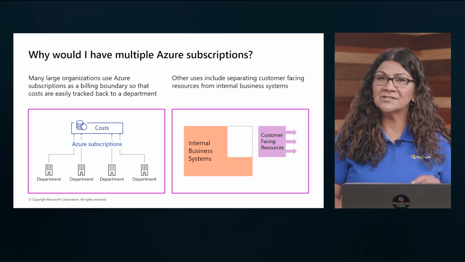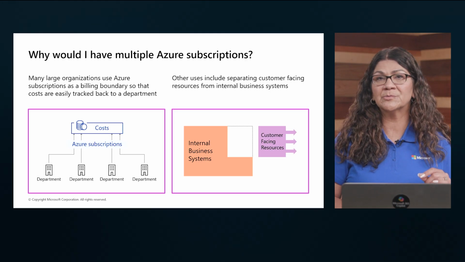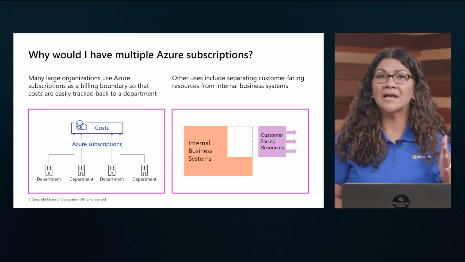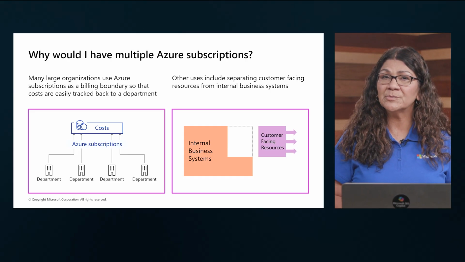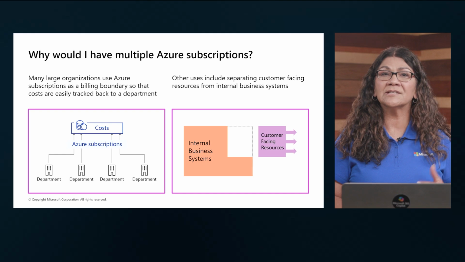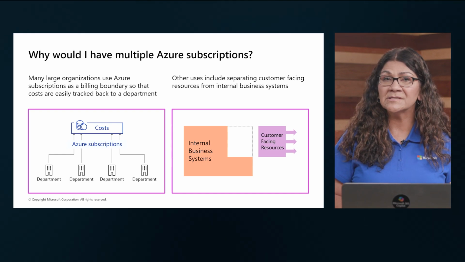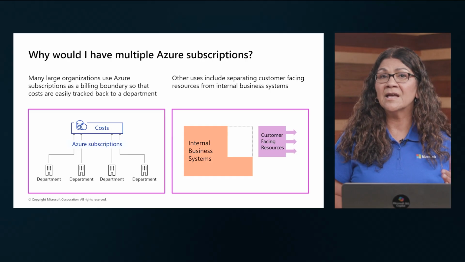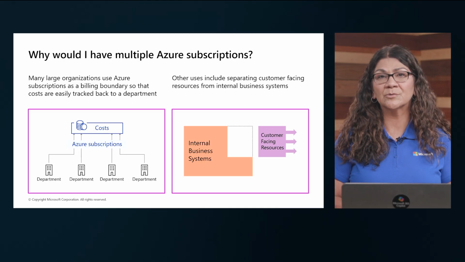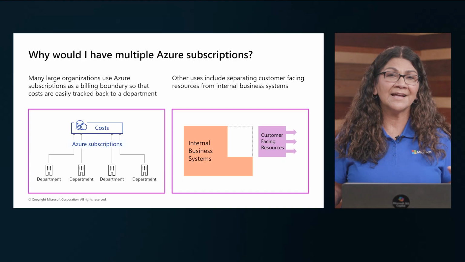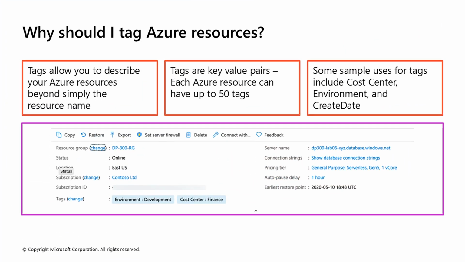So this slide highlights the strategic use of multiple Azure subscriptions to optimize billing, security, and resource isolation across large organizations. By assigning subscriptions as billing boundaries, companies can track costs back to specific departments, improving financial accountability and budget management. Separating internal business systems from customer-facing resources through distinct subscriptions enhances security and operational clarity. These subscriptions can be grouped under a management group, allowing centralized policy enforcement and compliance monitoring across the enterprise.